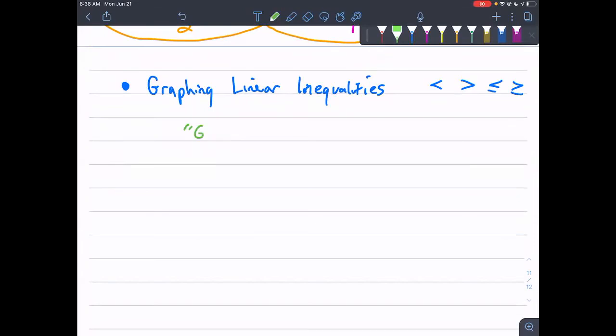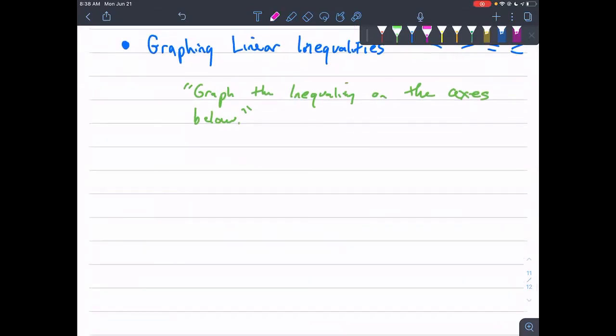Okay, so graph the inequality on the axes below. So we've got y is less than or equal to negative 3/5 x minus 4.